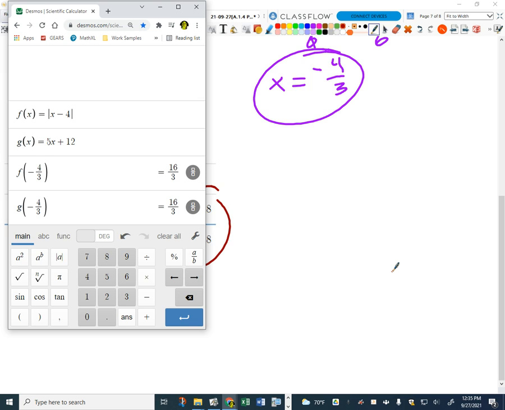So you tell me, thumbs up for yes, thumbs down for no. Is negative 4/3 a solution? Thumbs up for yeah, it is, isn't it? It gives me the same thing on both sides of the equation, so the equation is true. Okay?